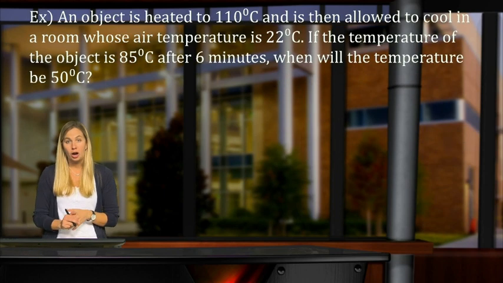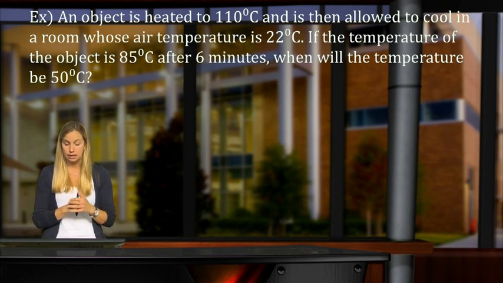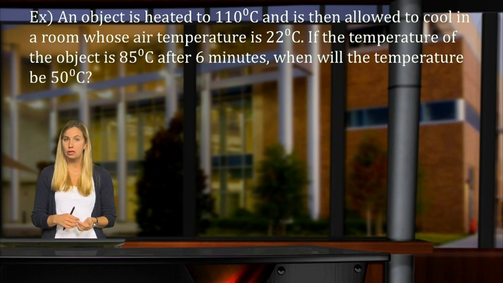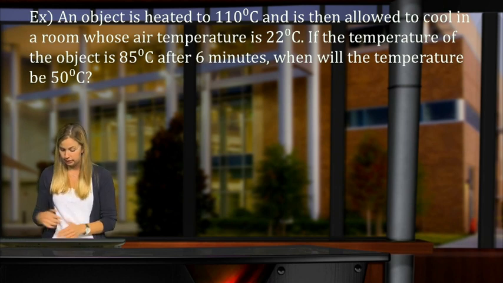An object is heated to 110 degrees and then is allowed to cool in a room whose air temperature is 22 degrees. These are in Celsius. If the temperature of the object is 85 degrees after 6 minutes, when will the temperature be 50 degrees Celsius?